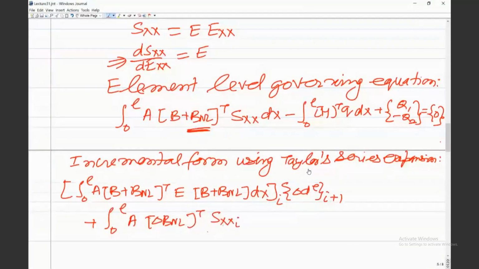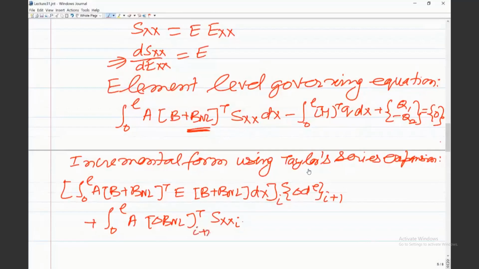Sir, is Sxx a component of the second Piola-Kirchhoff tensor, or just stress? It is the x component of the second Piola-Kirchhoff stress tensor, and in this problem that is the only stress component which is non-zero. Okay, sir. All the other stress components are zero because it is a uniaxial state of stress.